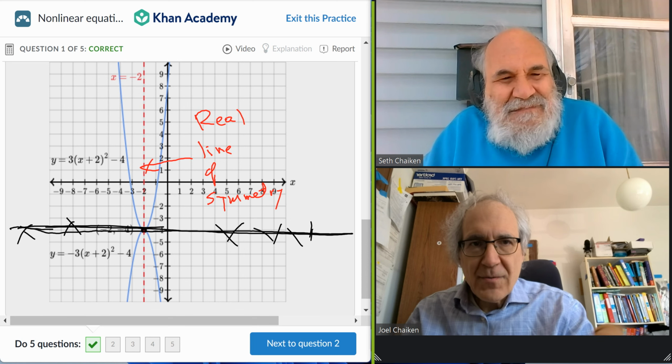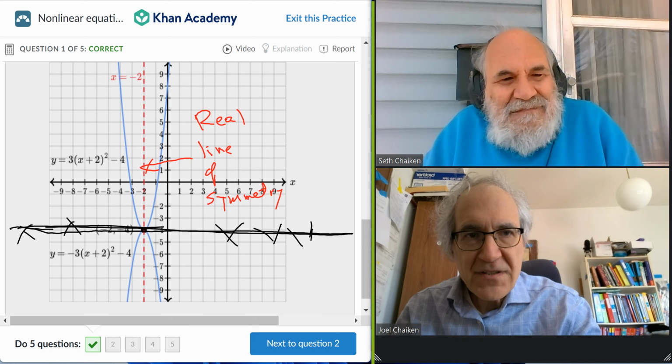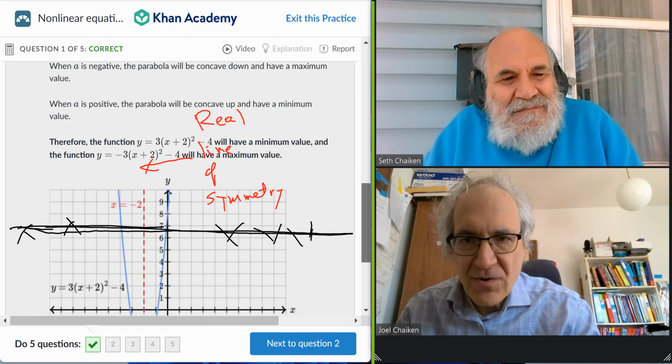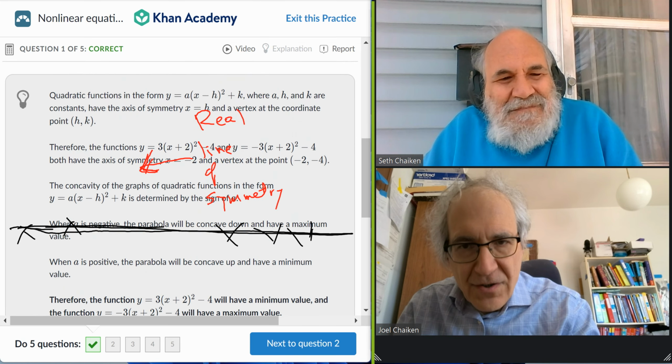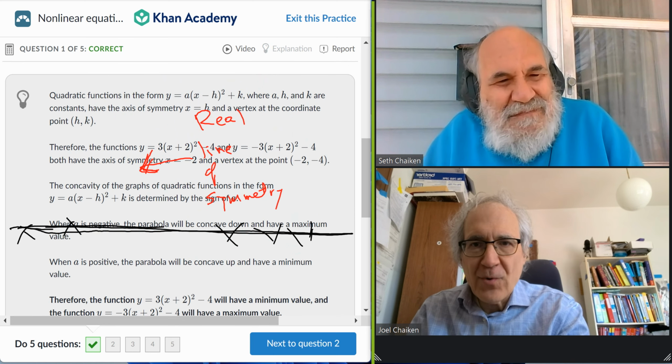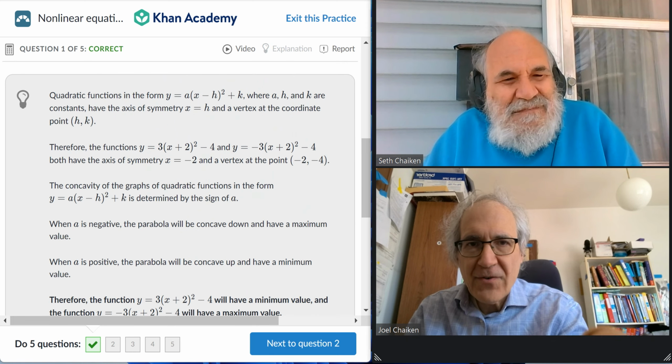So the way they really wanted you to do this was the very traditional way from high school math, to recognize that the parabola is in this type of form. See the word form, very important.